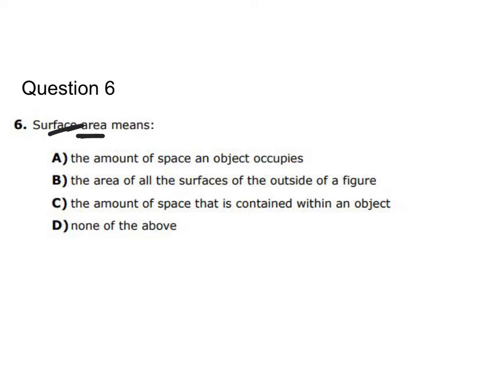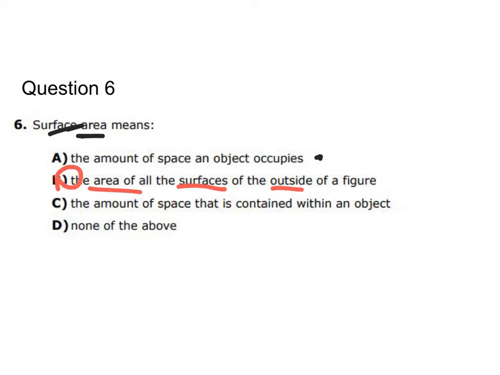So right here in A, the amount of space an object occupies. Well, we haven't really talked about that, so I'm not going to completely eliminate it yet. B, the area of all the surfaces, area and surfaces, on the outside of a figure. Now, that is the definition of surface area. B is correct. Because remember, surface area is what we can touch on the outside of a three-dimensional figure. So like the edge of a tissue box, or on a dresser drawer, the outside panels. We're not so much concerned with the inside when it comes to surface area. That's actually volume, which we're getting to.